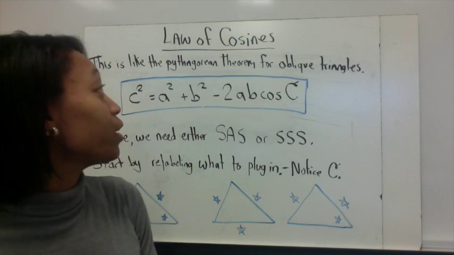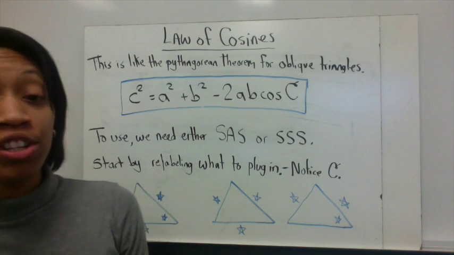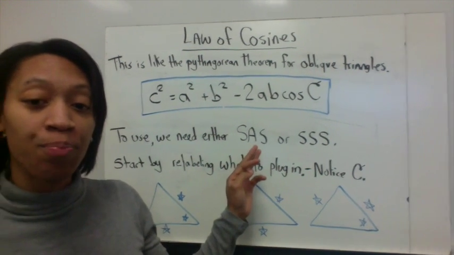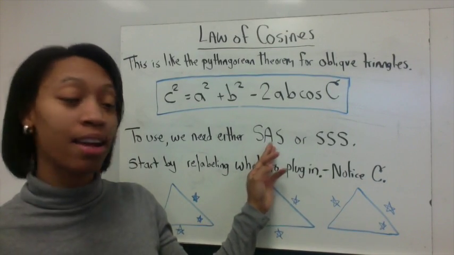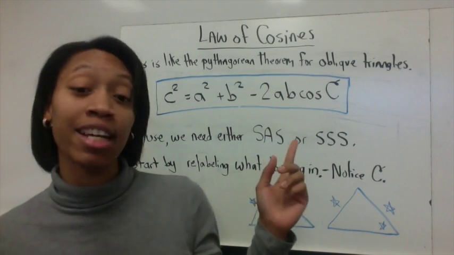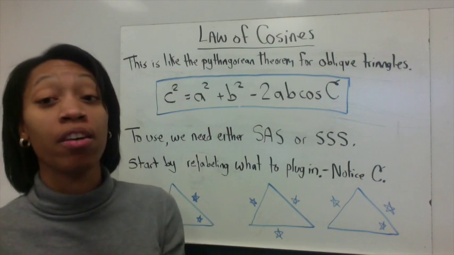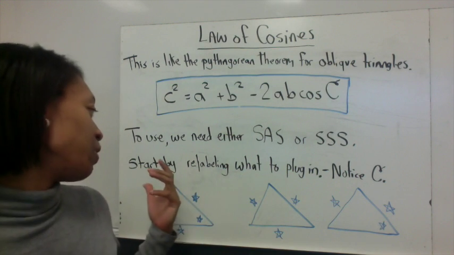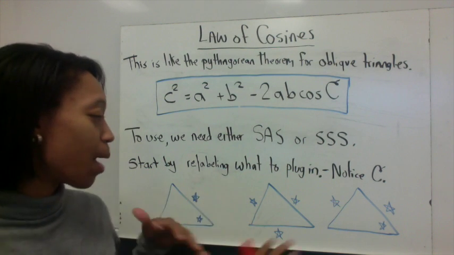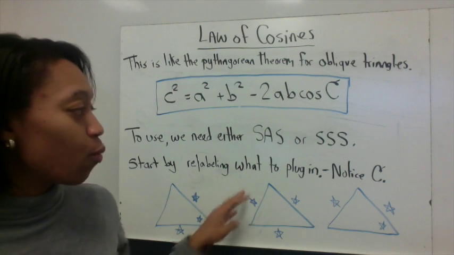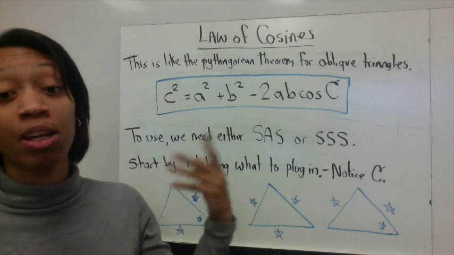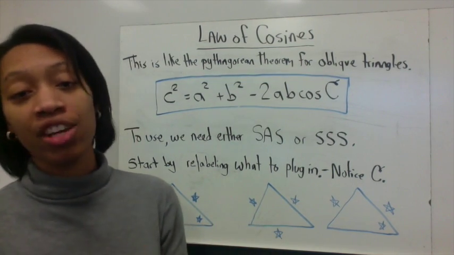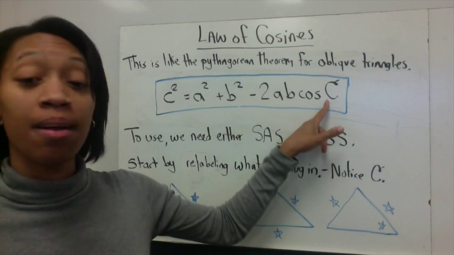So when do we use the law of cosines? In order to use the law of cosines, you need to be given information that is either side, angle, side, or side, side, side. And in a second we'll do an example of both of those scenarios. The first thing that you need to do is relabel. No matter what numbers are given to you, label what you're going to plug in. What am I going to plug in for a? What am I going to plug in for b? That sort of thing. As you're plugging in things, I would suggest that you start with C.